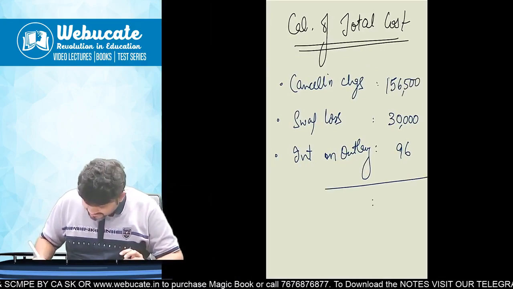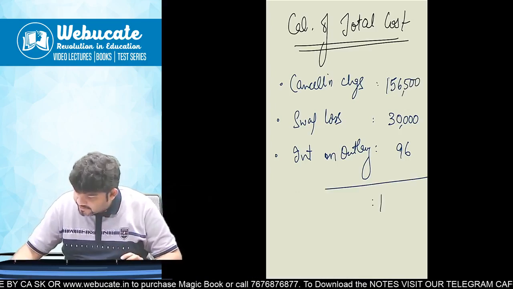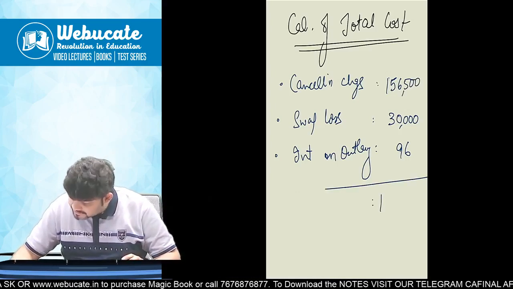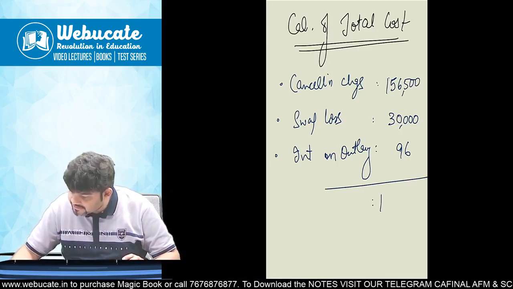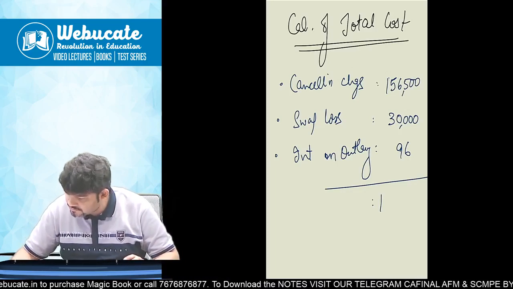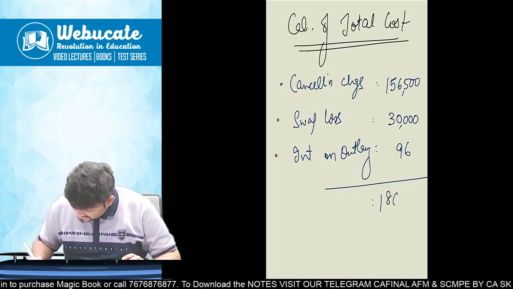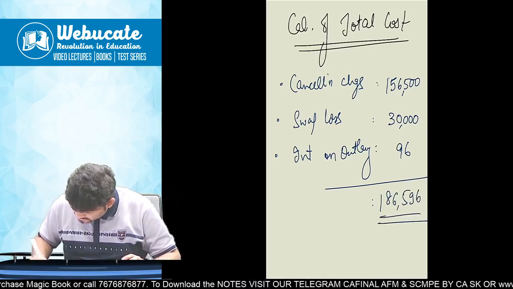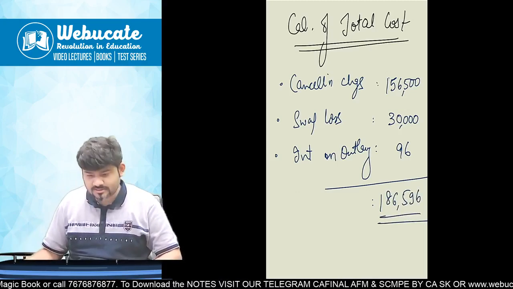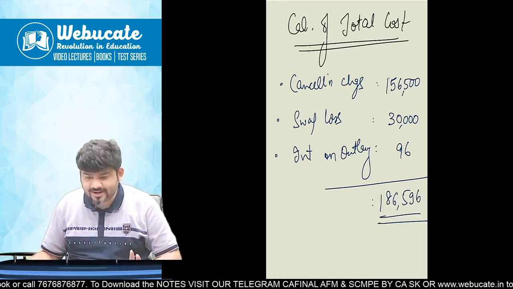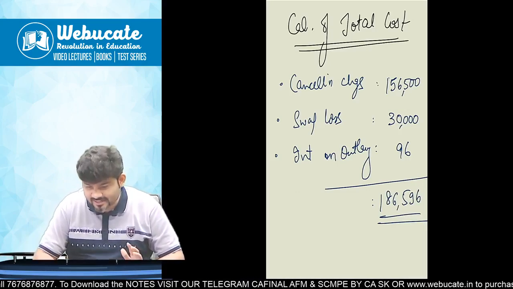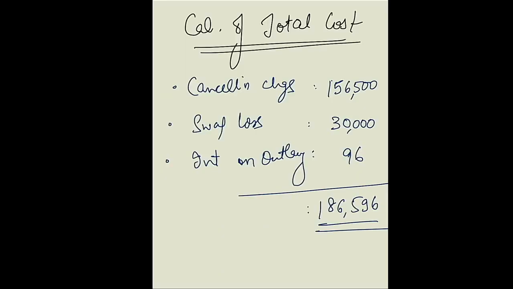So it will be 156,500 plus 30,096. So it will be 186,596. Correct. Done. Any doubts, please ask.